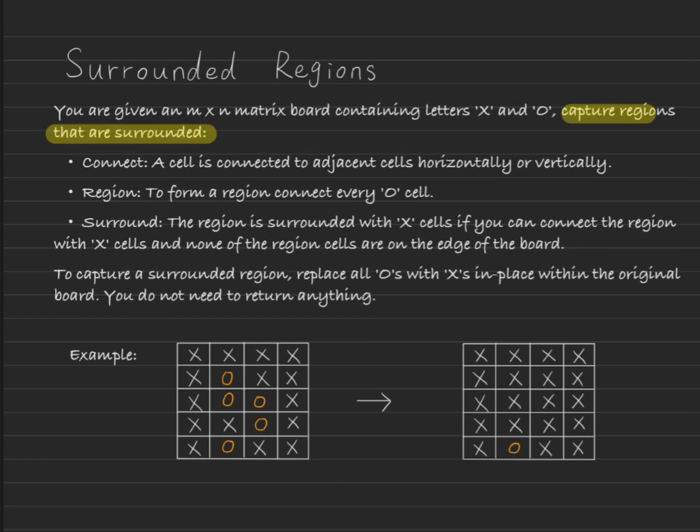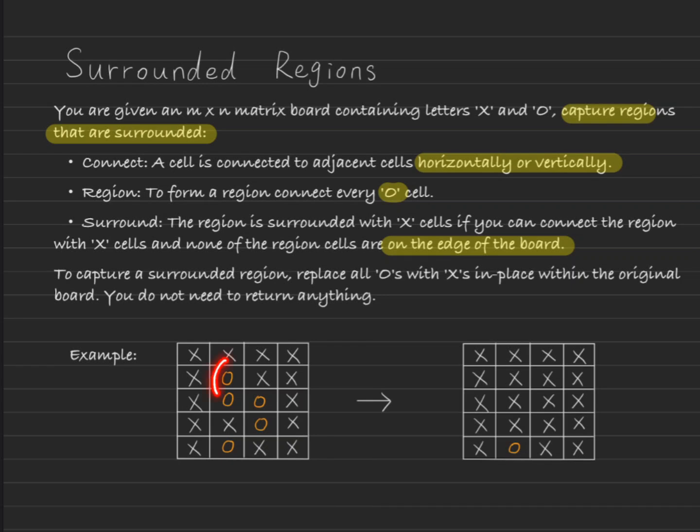Here are the definitions. A cell is called connected to adjacent cells if they're connected horizontally or vertically. To form a region, connect every O cell. And the region is defined to be surrounded with X cells if you can connect the region with X cells and none of the region cells are on the edge of the board. Once we find such regions, we capture it by replacing all the O's with X's in place within the original board. Let's look at the example below.